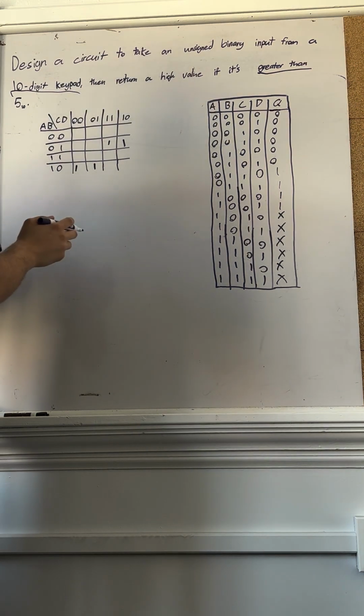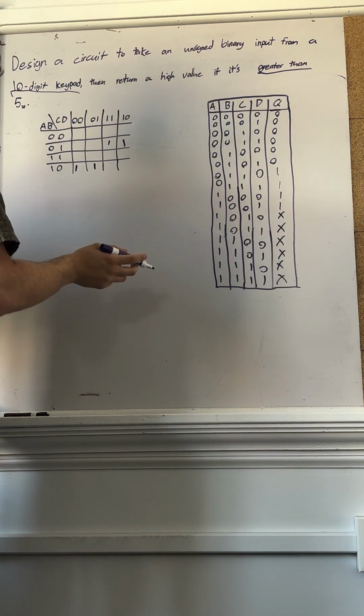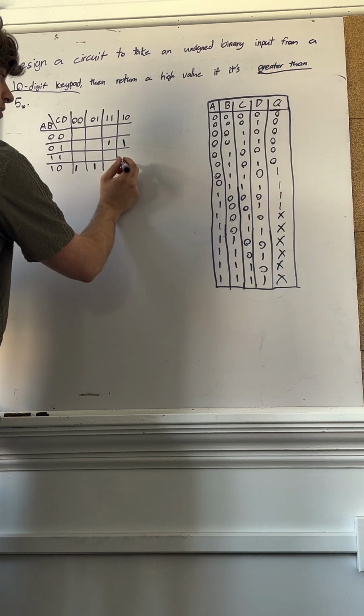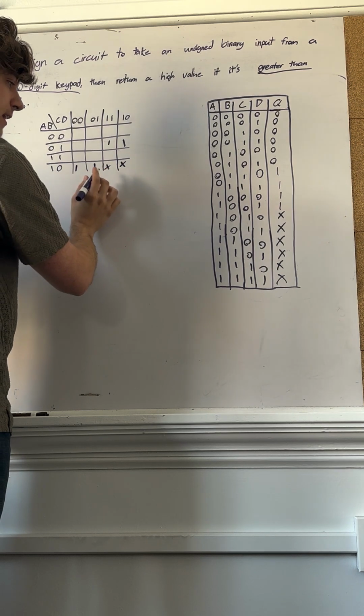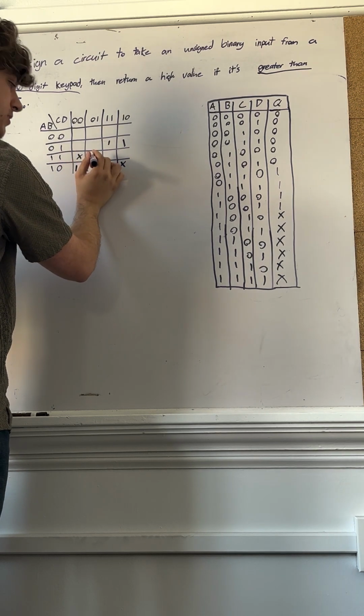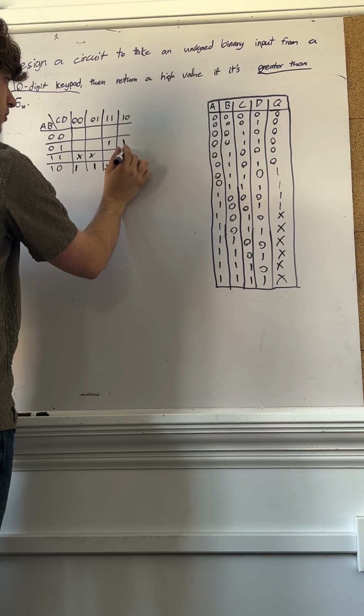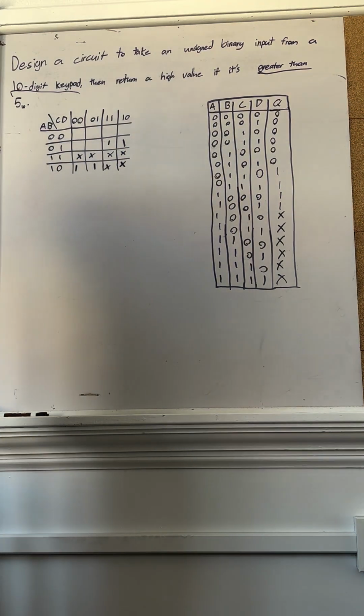Now we want to fill in those don't care values, which are going to be 1, 0, 1, 0, 1, 0, 1, 1, and then 1, 1, 0, 0, 1, 1, 0, 1, 1, 1, 1, 0, and 1, 1, 1, 1. So that's going to give us that Karnaugh map.